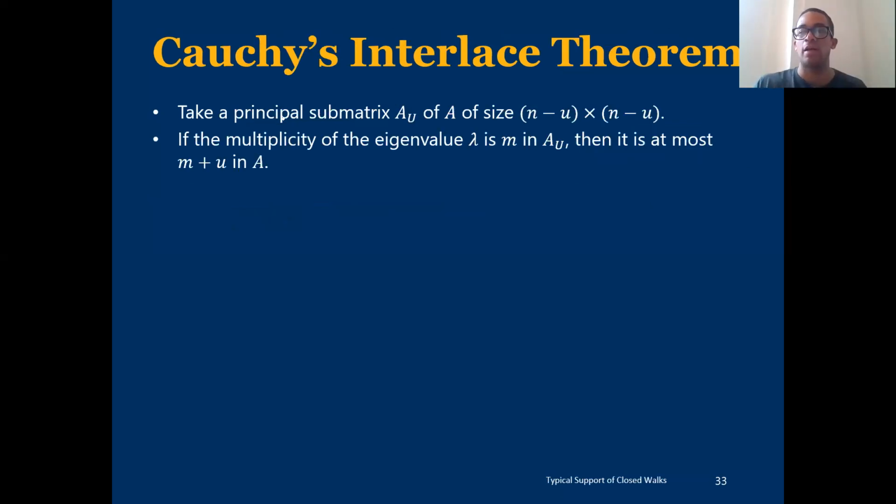Okay, so the other instrument that we'll use is Cauchy's interlace theorem. And what this says is that if I take any symmetric matrix, and then I take a principal submatrix of that matrix, then the difference of multiplicity of an eigenvalue in the submatrix and the larger matrix differs by at most the difference in the size of the matrix. So if the multiplicity of an eigenvalue is m in the submatrix, then the multiplicity is at most m plus u in the larger matrix. Of course, Cauchy's interlace theorem says something more general than this, but this is the form that we're going to use in this talk.